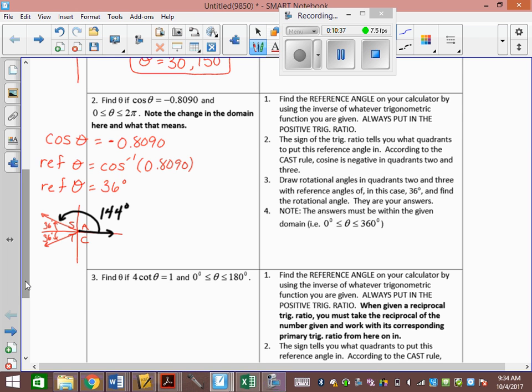What about this one? From here to 36. It's going to be 180 plus 36, which is 216. So these are wonderful answers. They are correct in degrees. But my domain is restricted to radians. So what's my last step have to be when it's like that? Convert, convert, convert. Nope, 36 is not one of the answers. That would be done.